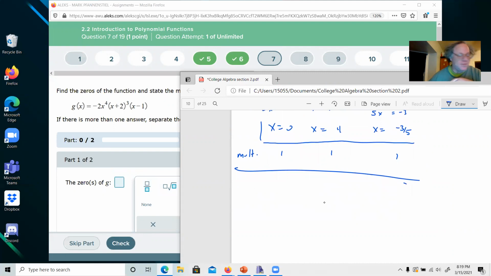So let's see here. We have 2x to the 4th, (x plus 2) cubed, (x minus 1). Okay. So we have to solve for the zeros. I'm going to do this by inspection.